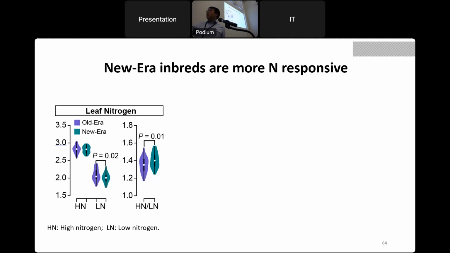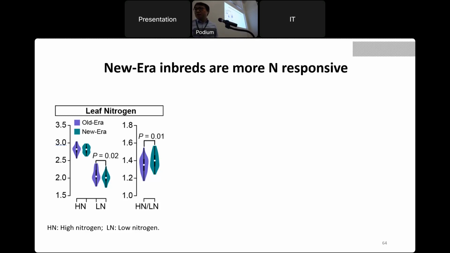On the other hand, the old era lines are actually more resilient, meaning that when you add more nitrogen, they don't respond much. Or think of it another way: if we reduce the nitrogen application rate for the old era lines, it doesn't change much. It's more resilient. They don't respond to high-N, but they're more tolerant to low-N.